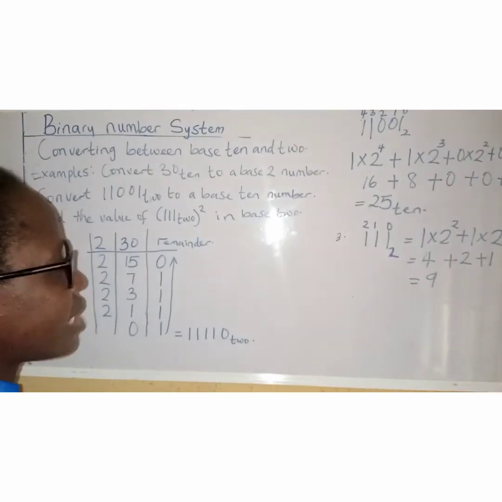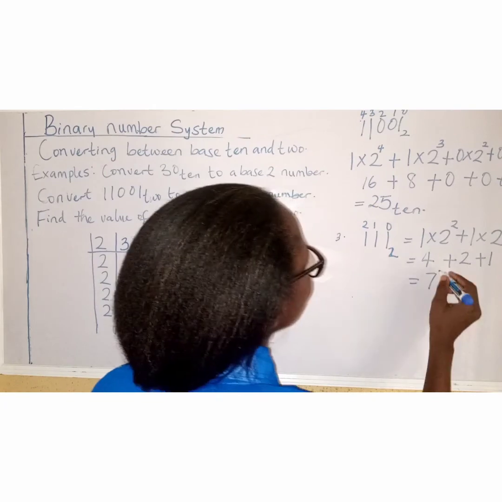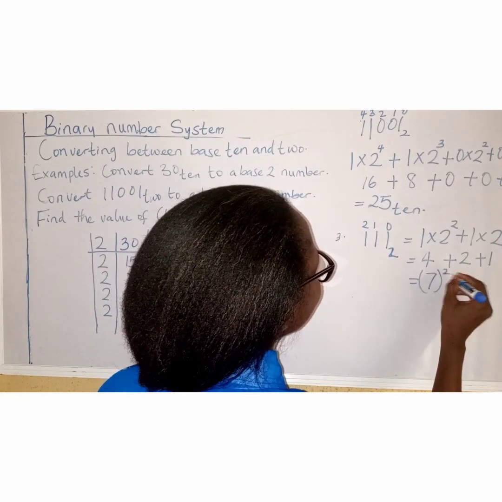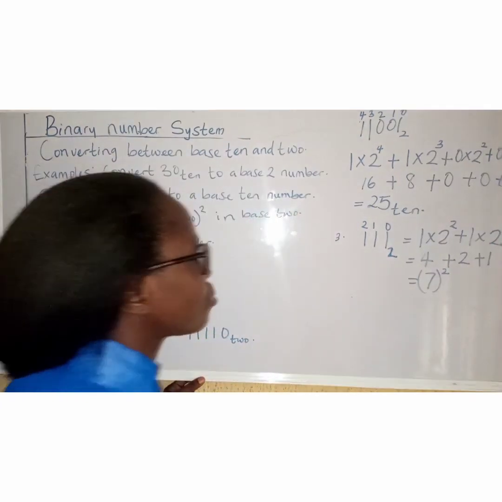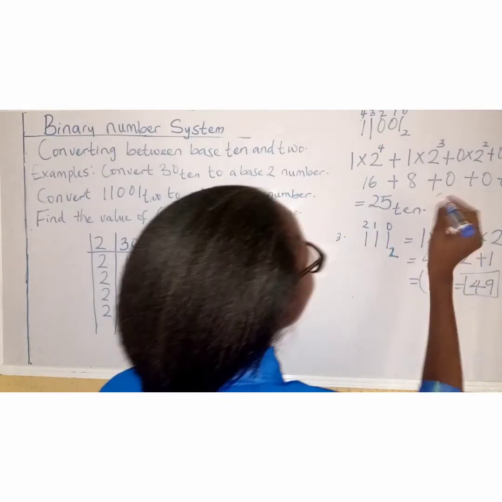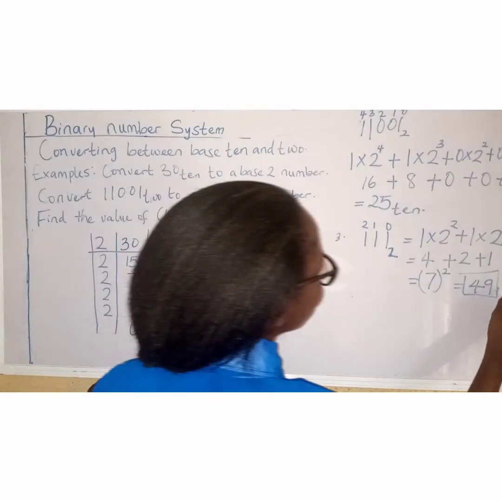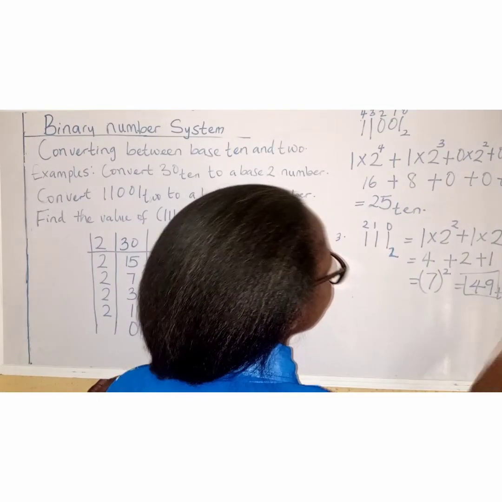Once you have your 7, you are asked to raise it to power 2, which is what? 49. Don't forget this raised to power 2 that is here in the question. So you raise it up. So this will be it in base 10.